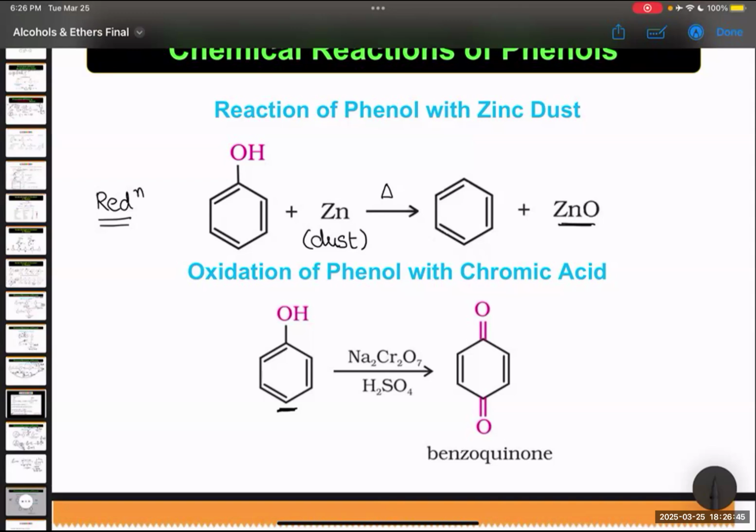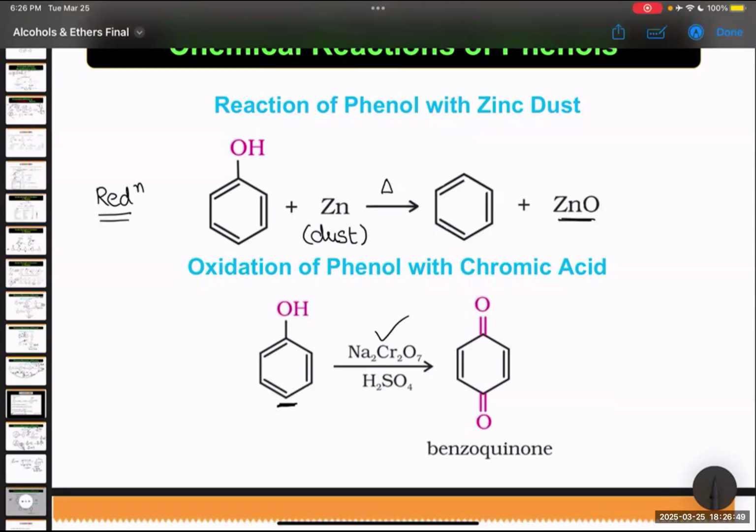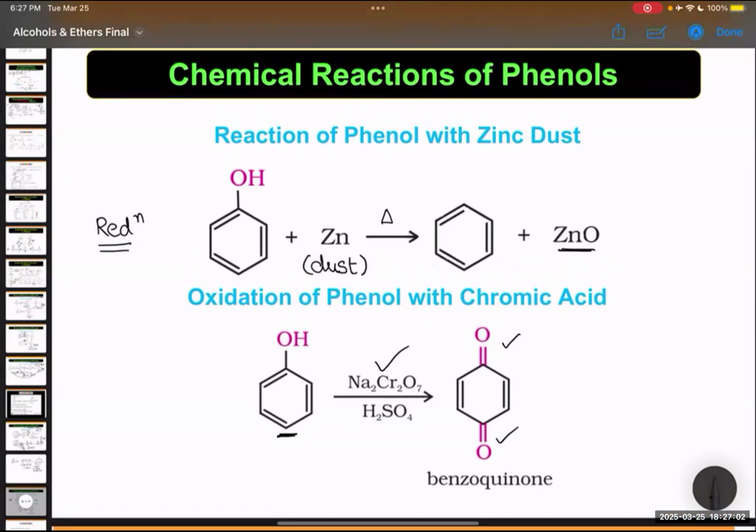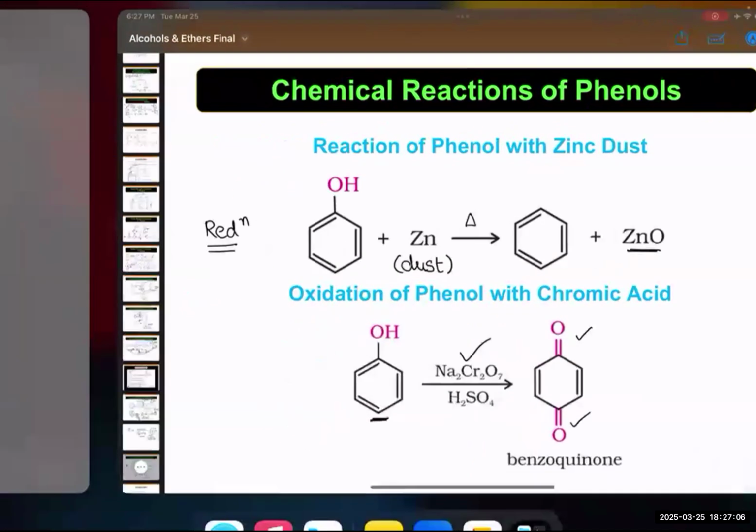You can see if you use Na2Cr2O7, which is a famous oxidizing agent of the d block, in this case you can see there are two oxygens being connected. So it forms benzoquinone. So these are redox reactions given by phenol. Okay, I hope this is clear.